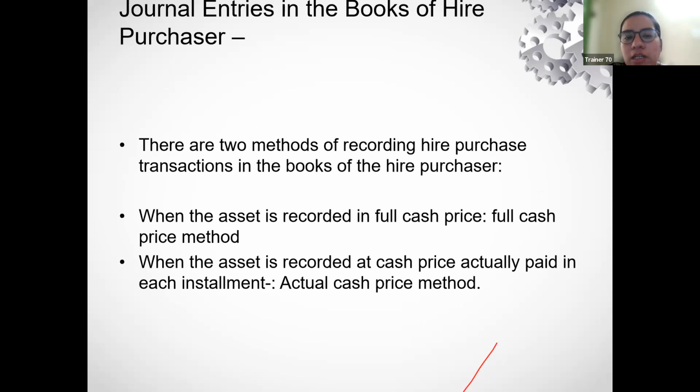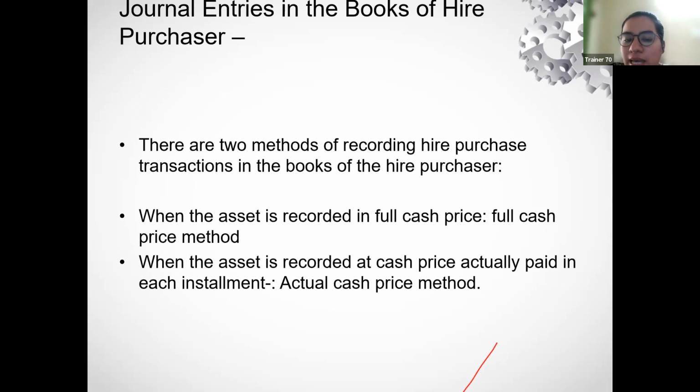Now, journal entries in the books of hire purchaser and hire vendor. Hire vendor represents the seller and hire purchaser represents the buyer of the goods. Now, there are two methods for recording hire purchase transactions in the books of the hire purchaser. Purchaser refers to the buyer of the goods.